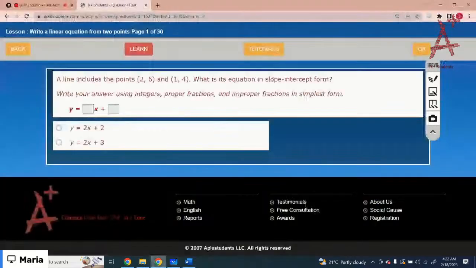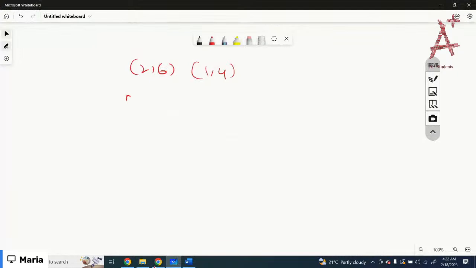The points are (2, 6) and (1, 4). Got it? First of all, we have to calculate the slope. So you have these 2 points, just calculate the slope. It would be y2 minus y1, 4 minus 6, divided by 1 minus 2. That is minus 2 over minus 1. It would be 2. Got it?